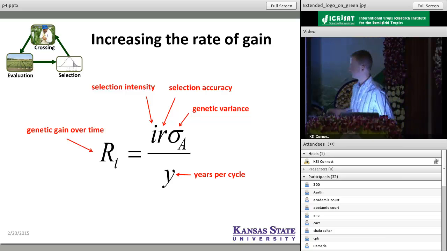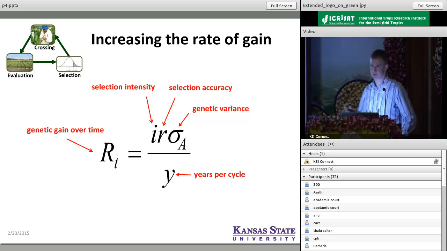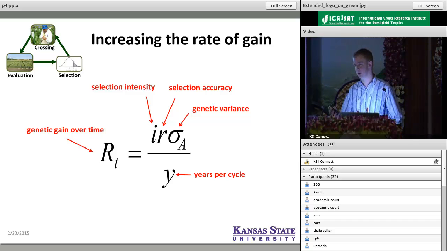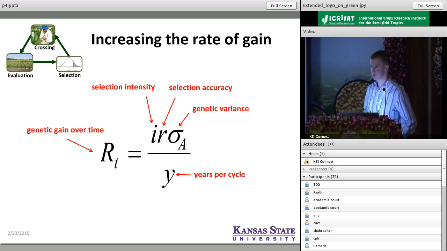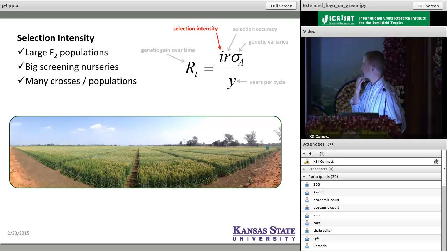And because this is gain over time, you have that as a function of years. You could take 20 years and have perfect prediction accuracy and evaluate all your progeny in every environment, but because it takes so long, your gain per year will be really low. So we obviously want to minimize the number of years to go through one cycle of selection. Thinking in a historical context about the CIMMYT programs or many of the wheat breeding programs around the world, a lot of these things have been addressed.